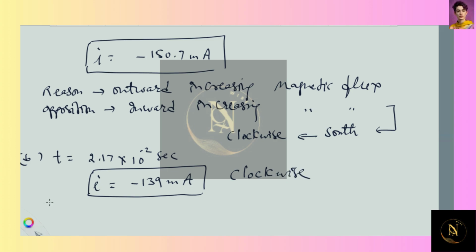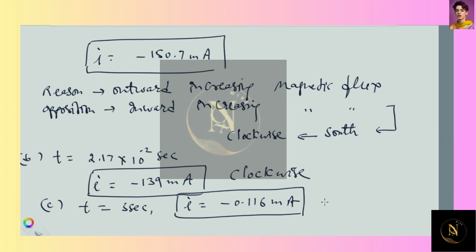Then finally, in the third part of the problem, when the time is given as 3 seconds, putting the value of this time as 3 seconds in the first equation again, the value of current will come out to be minus 0.116 milliampere. Again, it is having a negative sign. So again, the direction of the current induced will be clockwise.